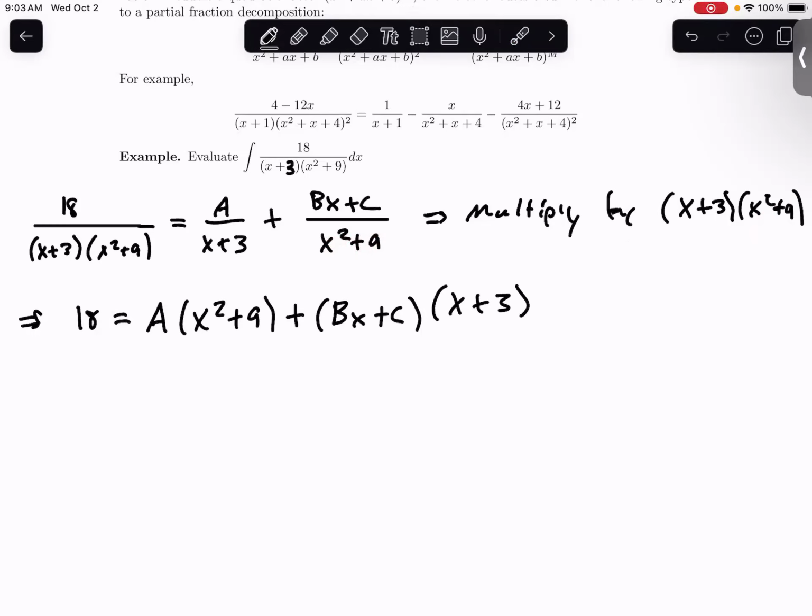Okay, and so usually what we were able to do for the linear examples at this point is you could just plug in specific values of x and then determine what the constants are going to be from there. And you can actually do this to solve for A, right? If we plugged in x is equal to minus 3, and now this term would go away, and you'll get A times 18 is equal to 18. So you can determine A is equal to 1 right off the bat if you wanted to.